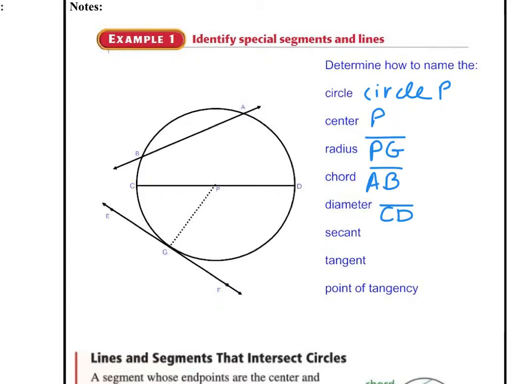So all three of these, this is important, these three are all segments. They are not lines. And so whenever you put the bar over the top of it, it cannot have arrows. The secant is the line AB, like we just labeled. The tangent, in our case, is a line. Doesn't always happen that way. EF. And the point of tangency is point G.